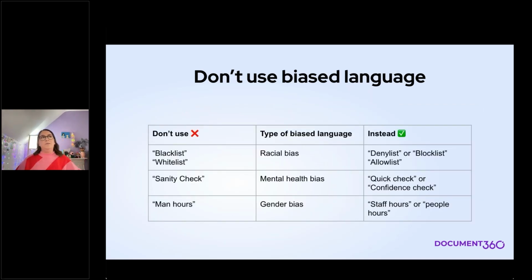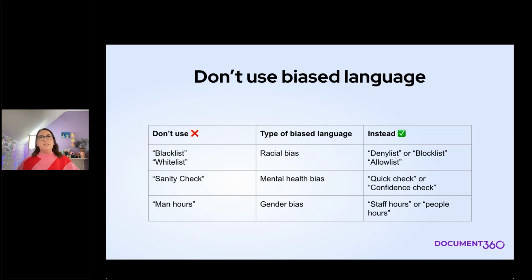And the next, biased language. Biased language is any words or phrases that can make certain people or groups feel excluded or underrepresented. So I'll walk through a couple of examples. In our first one, we have blacklist and whitelist. The reason why we should avoid using this is because this is a racial bias. What's happening here is that with this language, we're implying that black is bad and white is good, which is not true in the slightest. And instead we should use words such as deny list or allow list to convey our message.